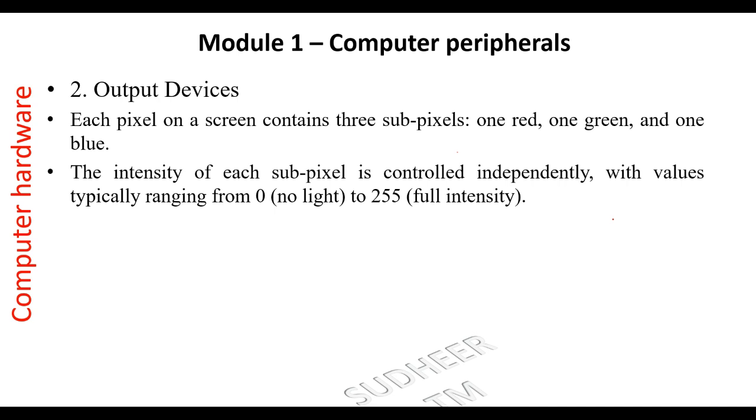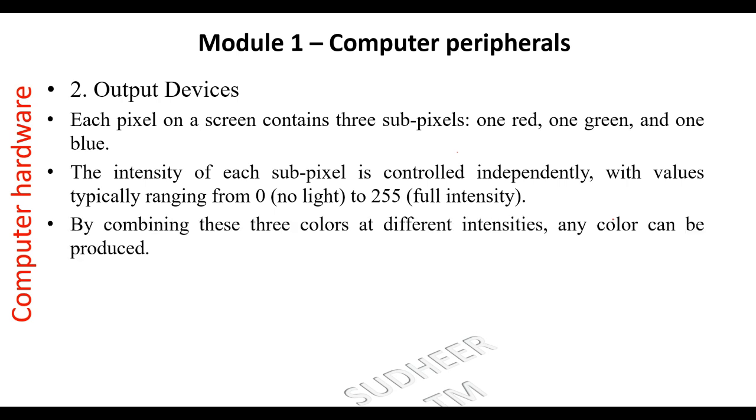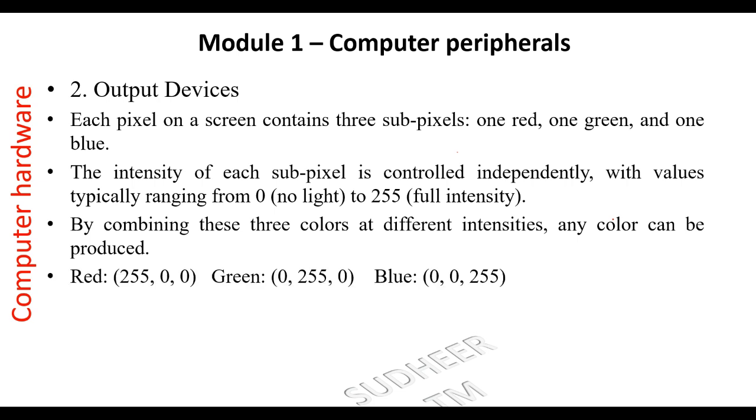I have 0 to 255, or 256 levels, for my red, 256 levels for my green, and 256 for my blue. So in total, how many colors can I reproduce using a single pixel? It is just 256 into 256 into 256. Okay, so that is the millions of colors you can produce. The intensity of each subpixel is controlled independently, with a value from 0 to 255. So by combining these 3 colors at different intensities, any color can be produced.